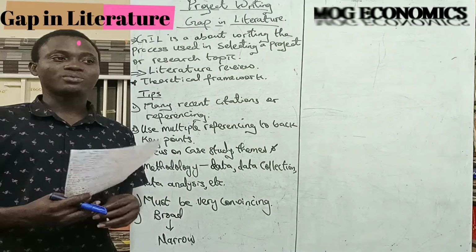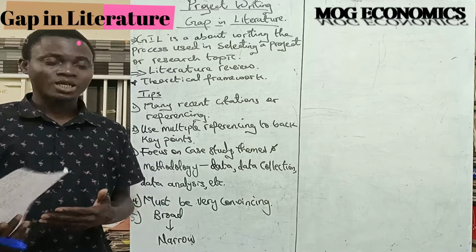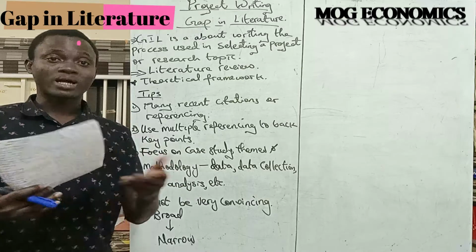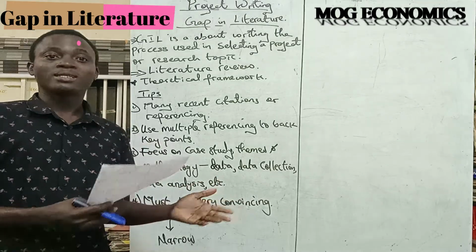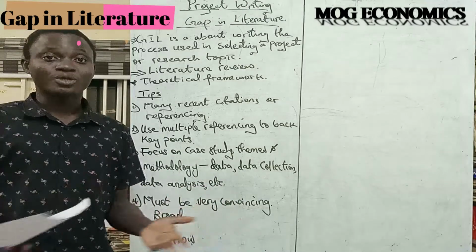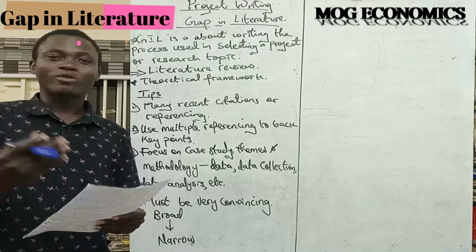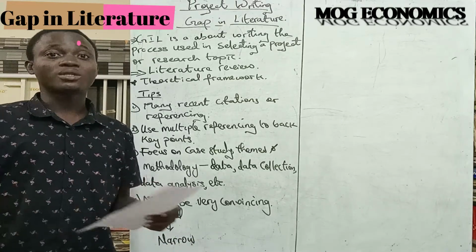Now, this section is pretty difficult because some students just don't know how to write it. But if you've been exposed to a class like the one we had on finding a project topic, you would realize that you already have your gap in literature, because the process of obtaining a project topic is what you are asked to write about in your gap in literature.